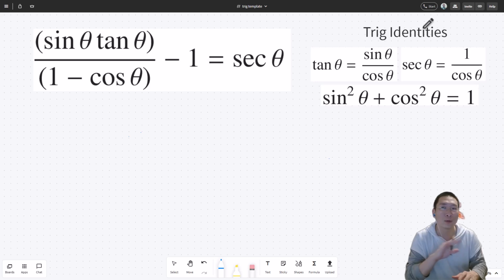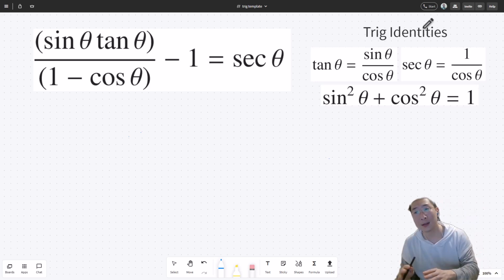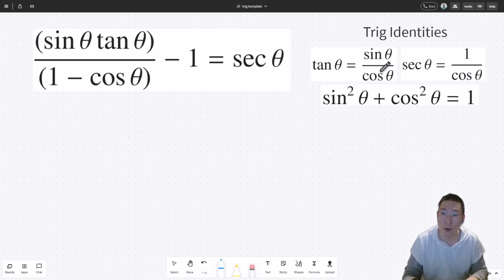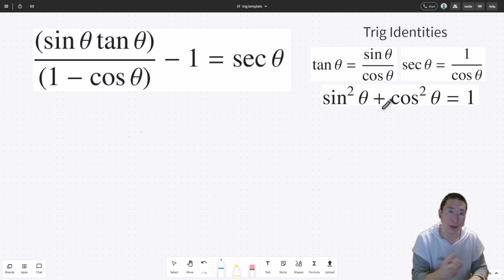a little bit, we're going to use three basic trig identities that you may have already come across. These are tan theta is equal to sine theta over cosine theta; secant theta is equal to 1 over cosine theta, meaning secant theta and cosine theta are the inverse of each other; and the more basic one, sine squared theta plus cosine squared theta is equal to 1. You might recall this from the unit circle. Now we're going to use these three trig identities to solve this one.